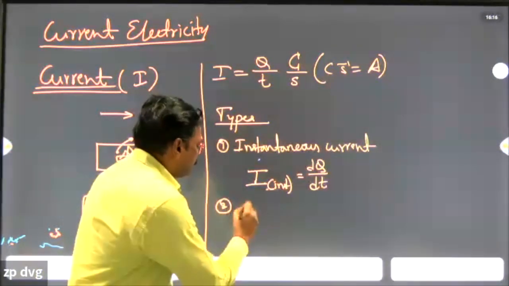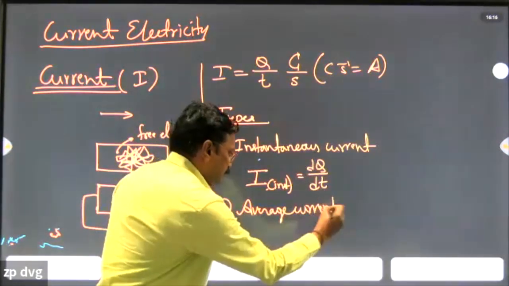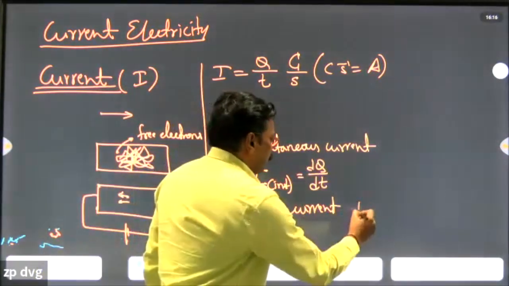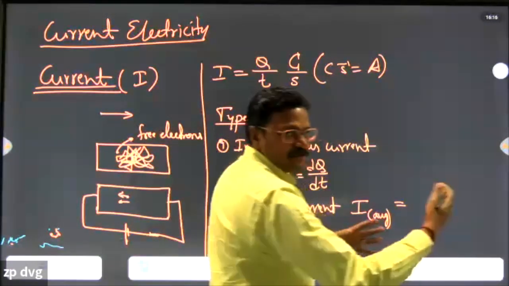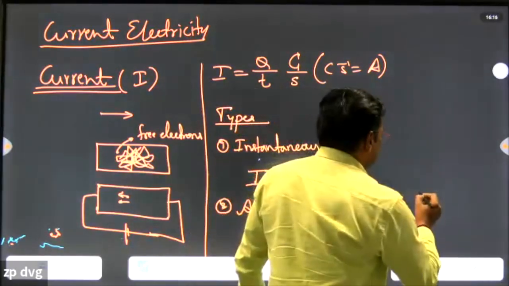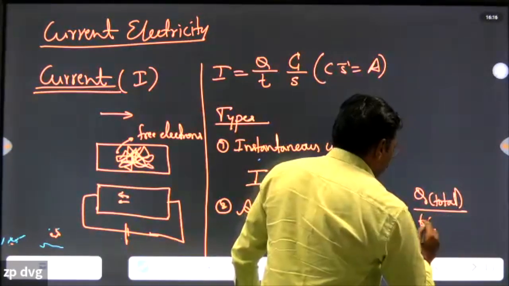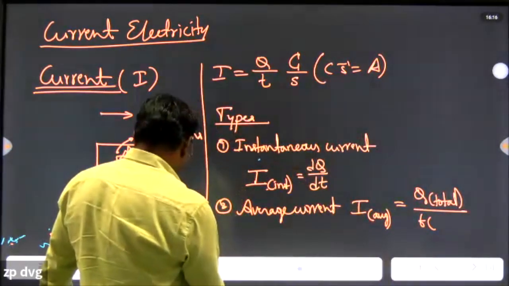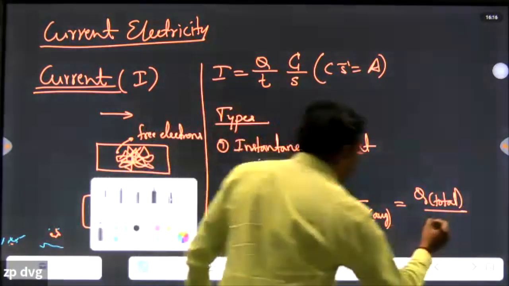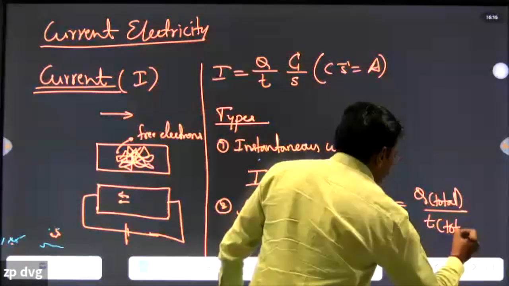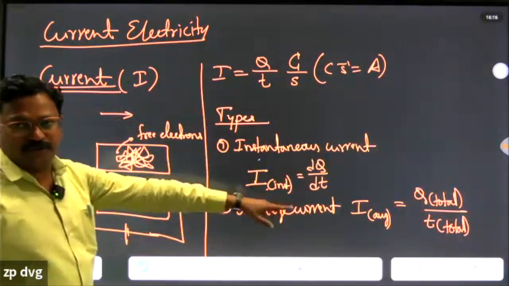Let's take average current. Average current, I average, is defined as total charge flowing divided by total time taken. If the amount of charge flowing is Q total, divided by T total, this gives the value of average current. We'll take up examples of how to find instantaneous current and average current.